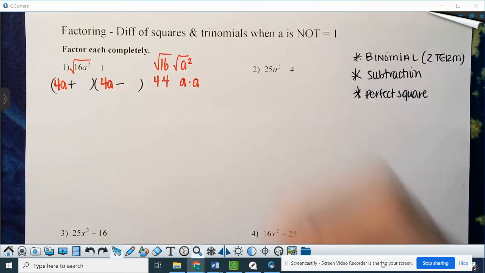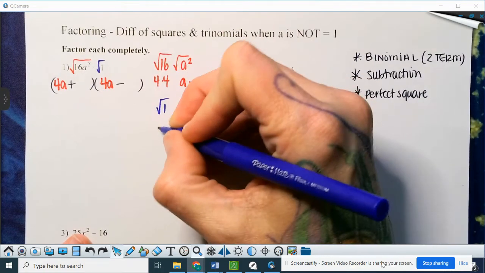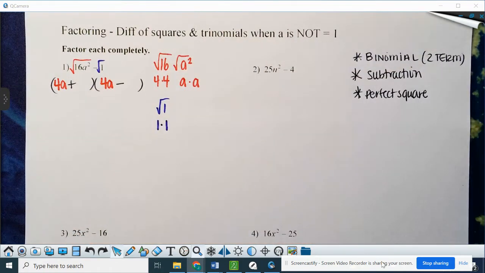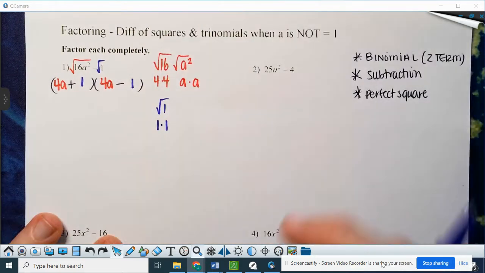Then we're going to take this second number. So in this case, it's a 1. Square root of 1. 1 times 1 gives me 1. So we're going to put a 1 in the back of the first one, and in the back of the second one. So they're going to be exactly the same terms in both, but the plus and the minus is super important.